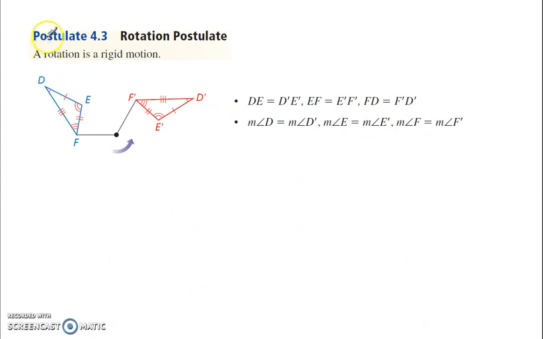Alright, now postulate 4.3 tells us that a rotation is a rigid motion. That means none of the angles change, so my angle D is going to be the same as the measure of angle D prime. And none of the side lengths change, so D to E is going to be congruent, or the same measure as D prime to E prime.